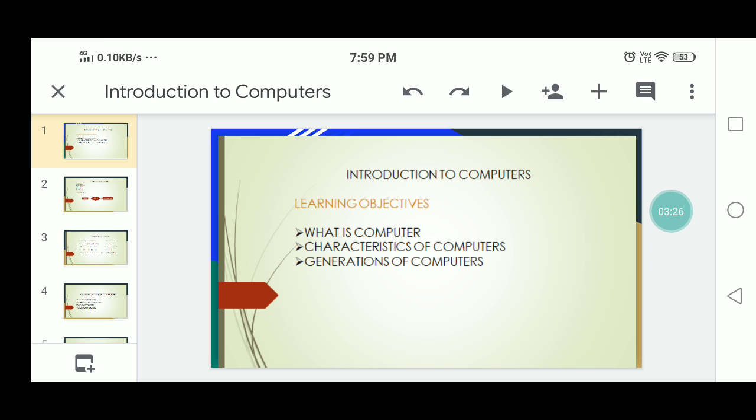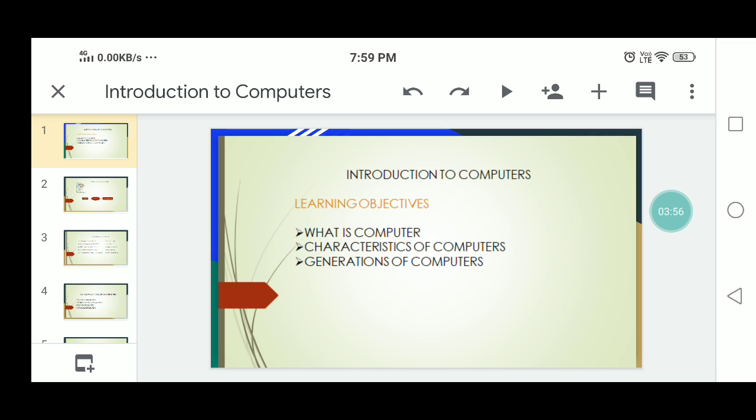So, simply this is the definition of a computer. Then next, what are the characteristics of a computer? The computer is an electronic device that performs a function based upon a set of instructions. This is known as the program. It will accept data and process it, and it produces information. This is the nature of the computer.